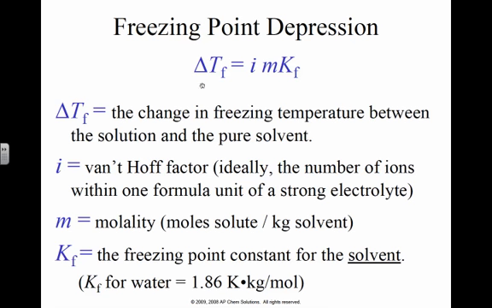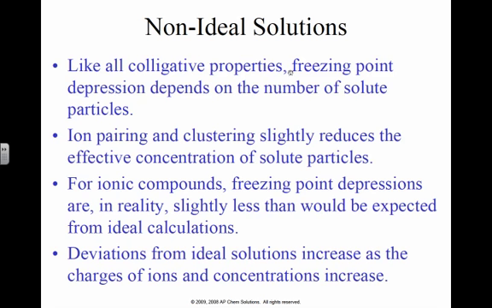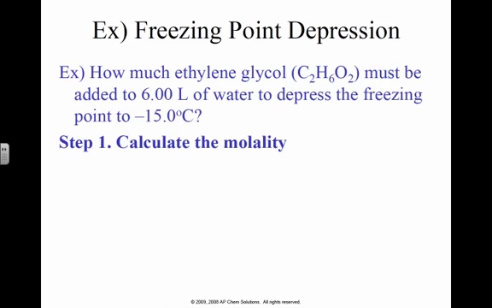So the freezing point depression equation looks just like the same one. This will be the change in the freezing temperature, van 't Hoff factor, molality. This is going to be the freezing point depression constant. Like all colligative properties, freezing point depression depends on the number of solute particles. That's the van 't Hoff factor.